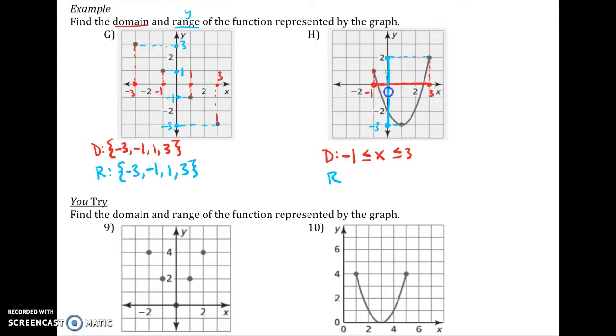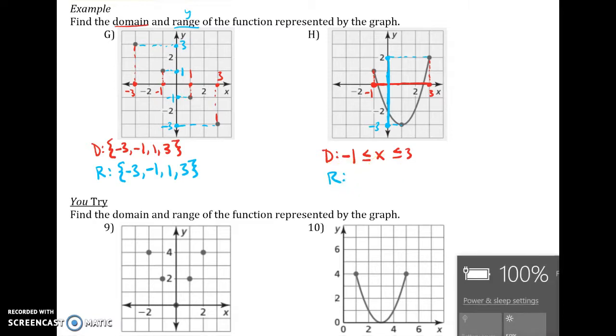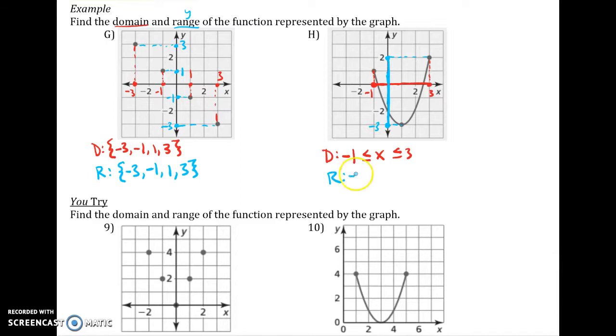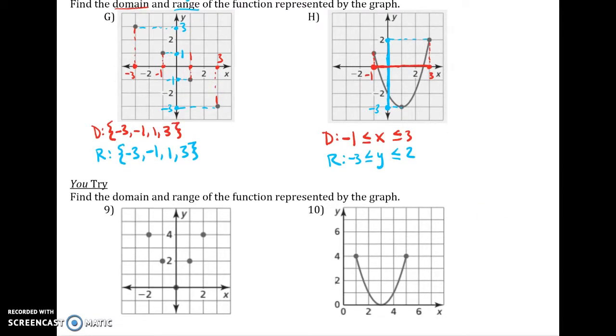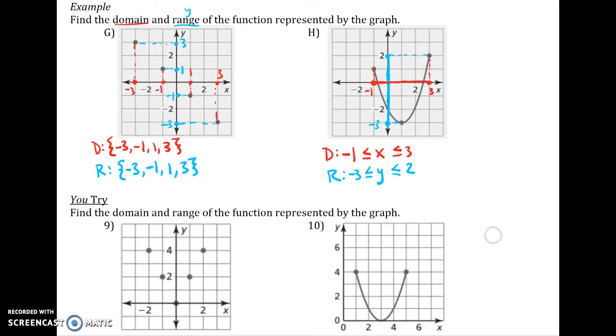Now this line in blue that I just drew is an and inequality that I want to go ahead and write down. So I'm going to go with the smallest number, which is at -3, less than or equal to y, because I'm looking at range, and less than or equal to 2. Okay? So that's domain and range. Go ahead and try it out on your own for 9 and 10.